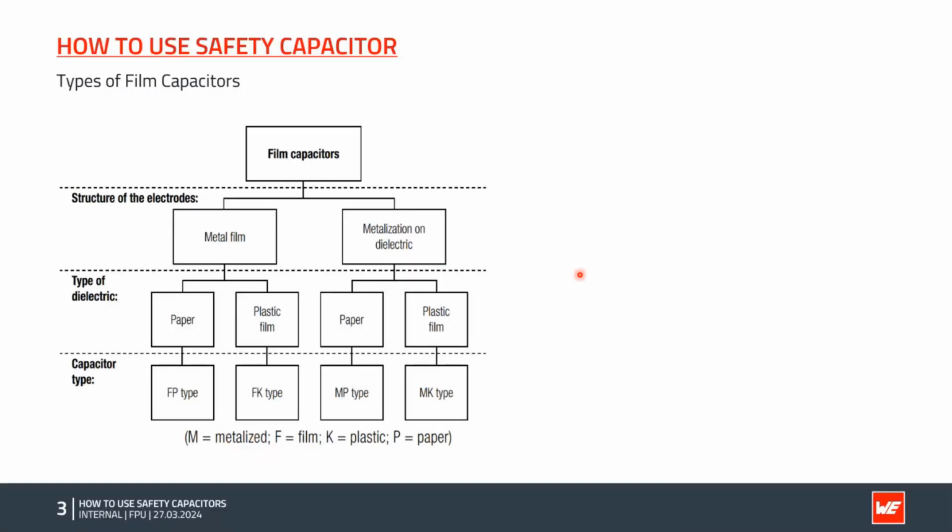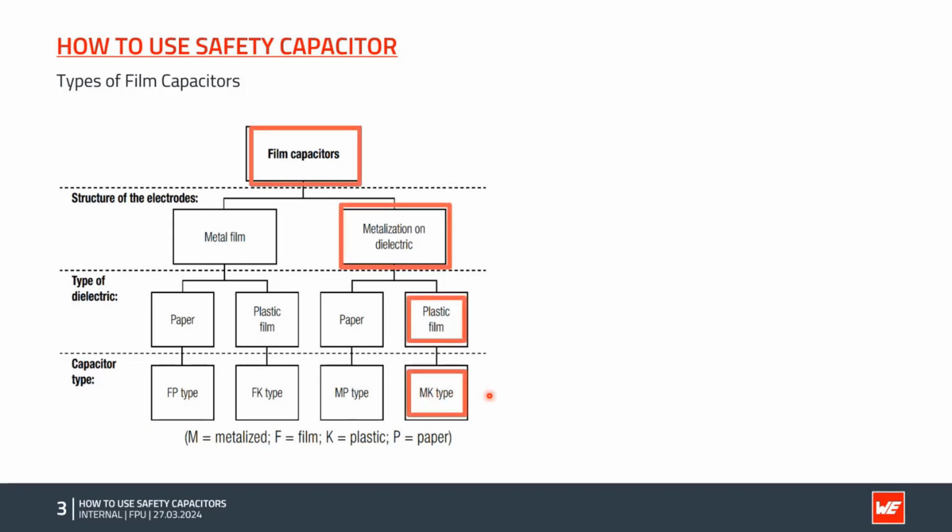Then, as I said, I start with the different types of capacitors. So of course, film capacitors is a wide range of products available. You can have a metal film as a base structure for the electrodes, or you could have a metallization, like you have a dielectric material and then you metallize your electrodes on it. And then it's also different if you use paper or plastic film, and therefore you will have in the end different coding, like so-called FP, for example, or MK. MK means then metallized and plastic as a base material.